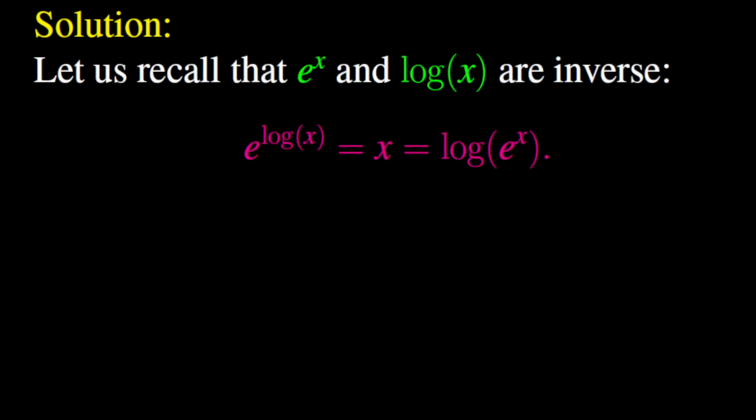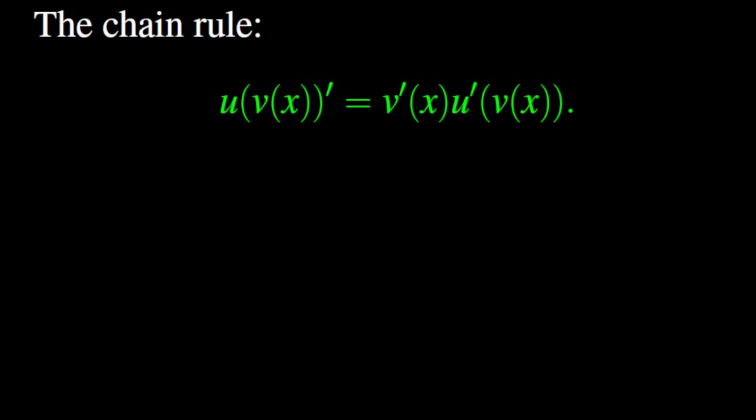In order to simplify this expression, we will use the properties of the exponential and logarithmic function. We know that the exponential of log of x is equal to x, which is also equal to the logarithm of the exponential of x. In fact, we will also have to use the chain rule. Let us recall the chain rule. The derivative of the composition of two functions u of v of x is equal to v prime of x times u prime of v of x.